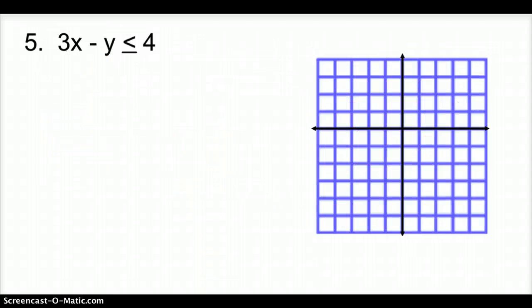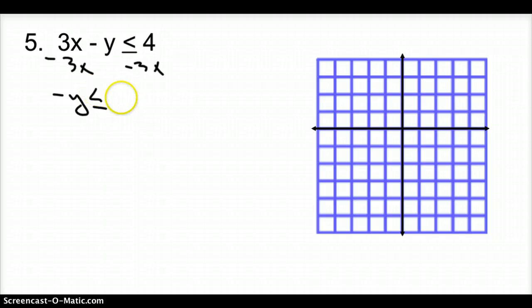So let's try one more example. Number 5. Now we want to put this in y equals mx plus b, slope-intercept form. So the very first thing that I want to do is subtract 3x to the other side because we want to get that y all by itself.